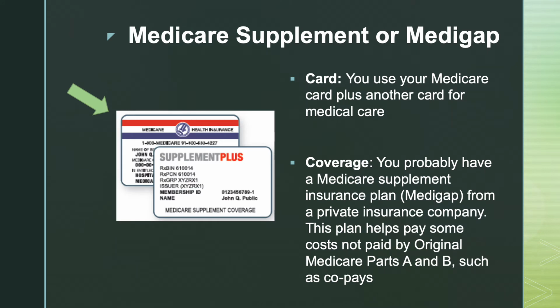If you have chosen to enroll in the traditional Medicare plan, you will most likely want to consider purchasing a Medicare supplement plan, often called a Medigap plan, to help you pay for some of the out-of-pocket costs not covered by Medicare. If you purchase a supplemental plan, you will have your Medicare card, the card that we looked at in the prior slide, and a card from the supplemental insurance plan indicating that you have a Medigap or a Medicare supplement plan.